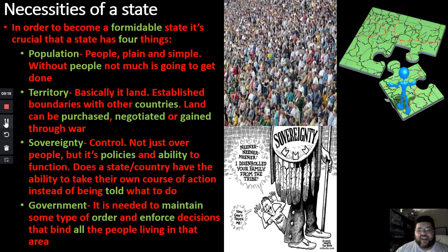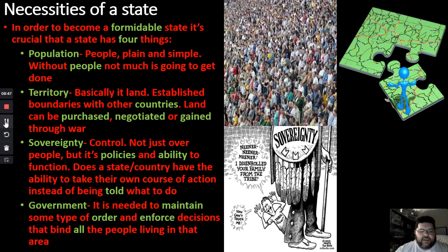The next one's sovereignty. Sovereignty basically means control. And when we mean control, we're not just talking about controlling your people, your citizens. We're talking about the policies and the ability to control the state, you know, and have it function. That's the key part to where your nation is able to function well.